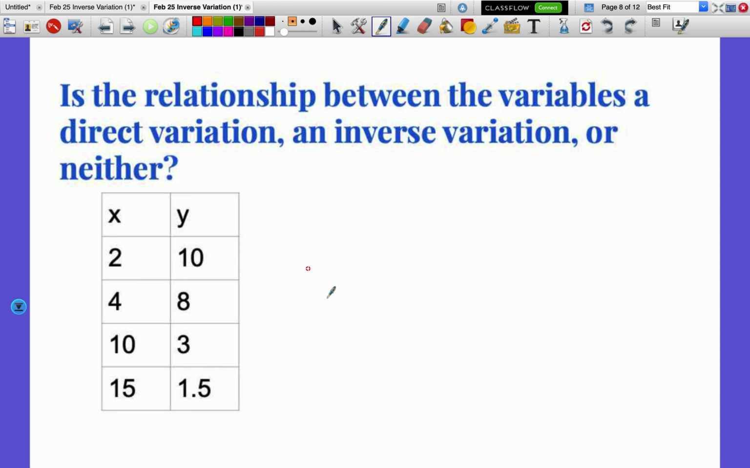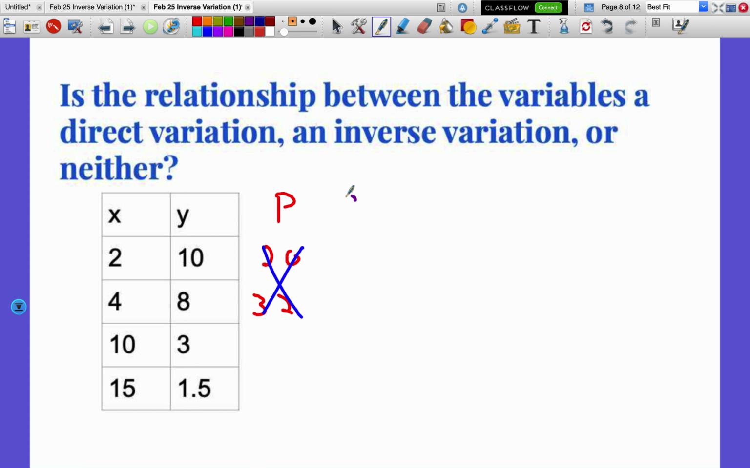All right, let's check this one. We'll check for constant product first. 2 times 10 is 20. 4 times 8 is 32. At this point, if these two don't match, it doesn't matter what the other ones are. So this is not inverse. It could be direct.